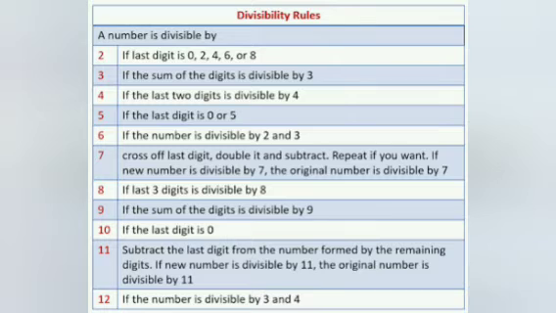Next number is 4. If the last 2 digits are divisible by 4, मतलब नंबर कितना भी बड़ा हो, 3, 4, 5 डिजिट, 10 डिजिट, लास्ट 2 डिजिट हमें देखने हैं. उसको हमें देखना है कि 4 के टेबल में आता है या नहीं. Then it is divisible by 4. Next is 5. If the last digit is 0 or 5, जो वंस प्लेस में डिजिट है 0 है या फिर 5 हो, then that number is divisible by 5. Next is 6.